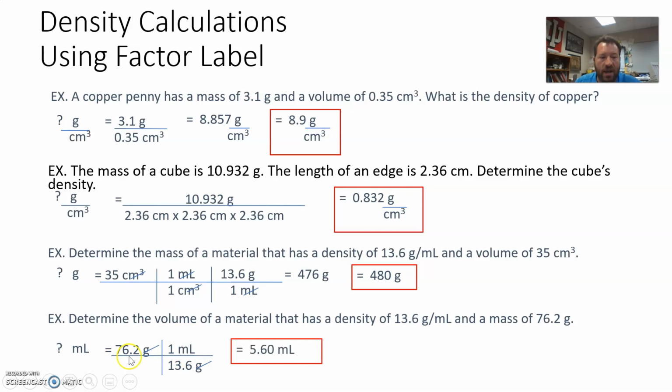Just a calculation now. So 76.2 grams divided by 13.6 grams, and we're left with 5.60 milliliters. 3 significant digits. There we go.